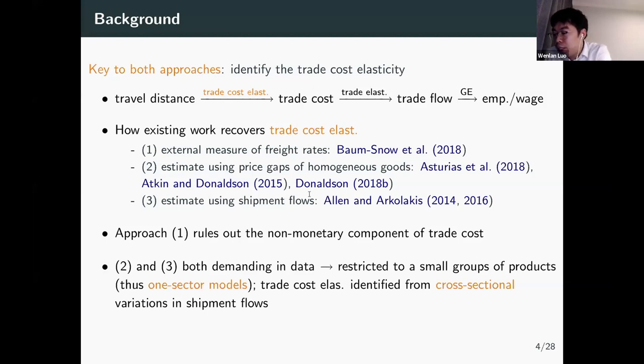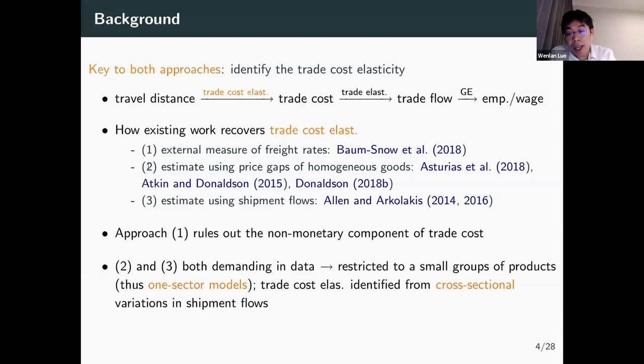Here we have to be careful. The literature has now only relied on cross-sectional difference in shipment flows for different city pairs located geographically. The idea is still that by looking at different trade flows and ship flows, it contains information on the trade cost, and this just provides some information on how the network maps to trade cost. However, we see that the first approach, external measure, even though it's straightforward, rules out some non-monetary component, and we think there's some behavior response in the data that's also informative about this trade cost elasticity.